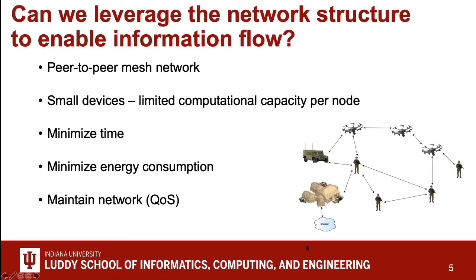So ultimately, the question that we're trying to ask is, can we leverage this network structure to enable information flow? So we have these peer-to-peer mesh networks. They're small devices with limited computational capacity. Ultimately, we want to minimize the time that it takes to get information in the right place, not just raw data, but also the information that is used at the end. We want to minimize the energy consumption, thereby maximizing the longevity of the network, and also maintain all the network quality of service attributes that we can.